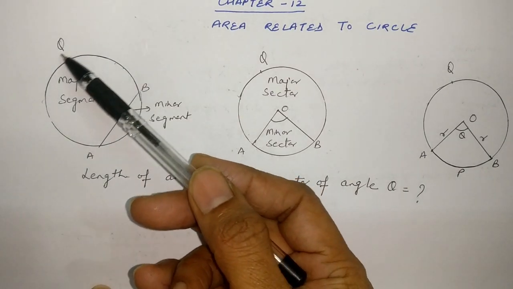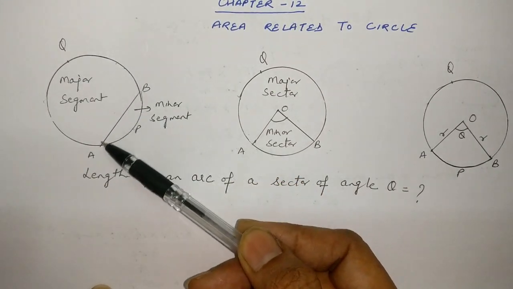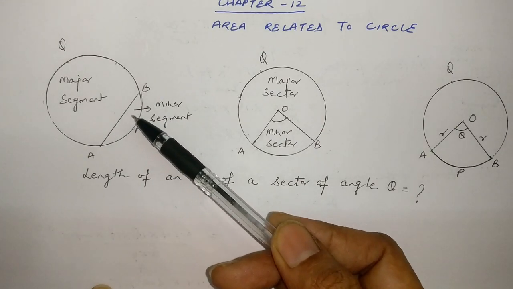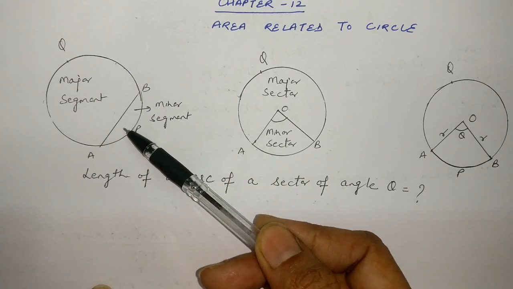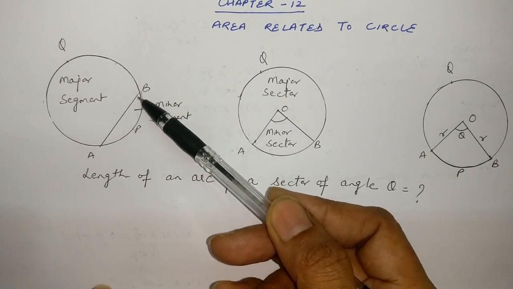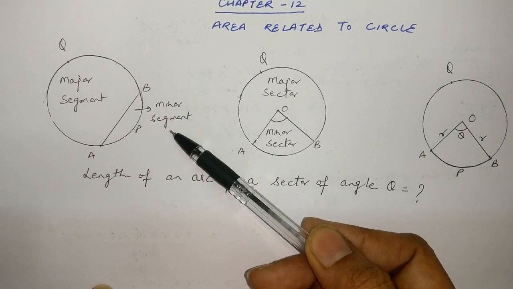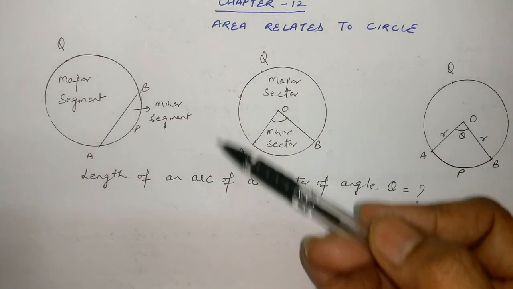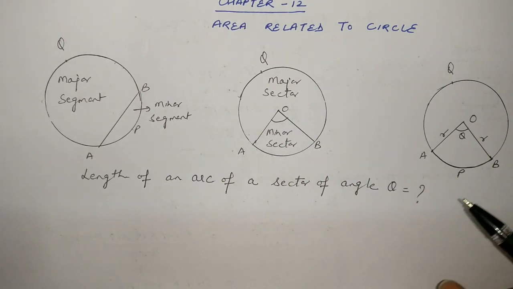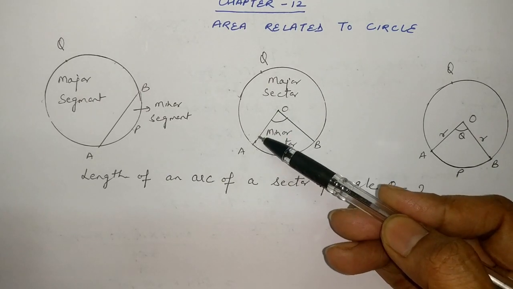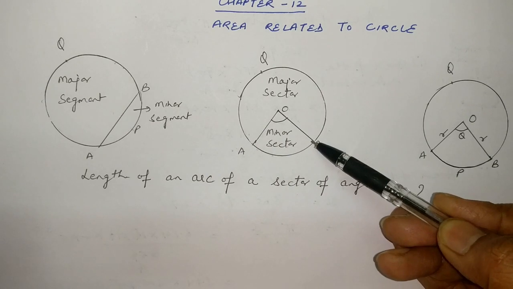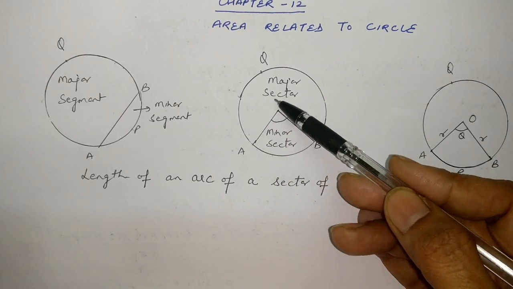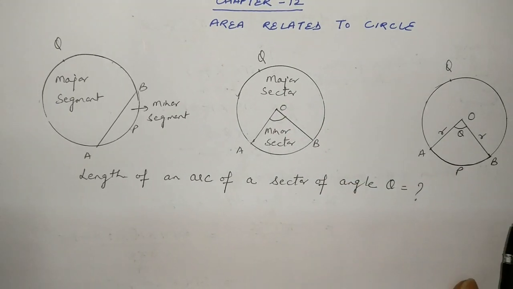So here you can see we have a circle, and if we draw a chord, the area enclosed between the chord and the part of a circle is called the segment. The smaller part is called the minor segment, and the major part is called the major segment. Likewise, what is a sector? A sector is the area enclosed between two radii and the arc of a circle. The minor portion is called the minor sector, and the major portion is the major sector.